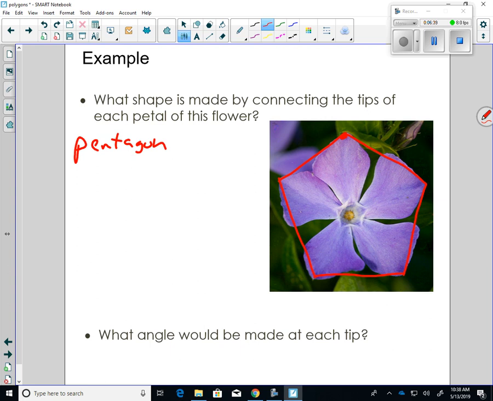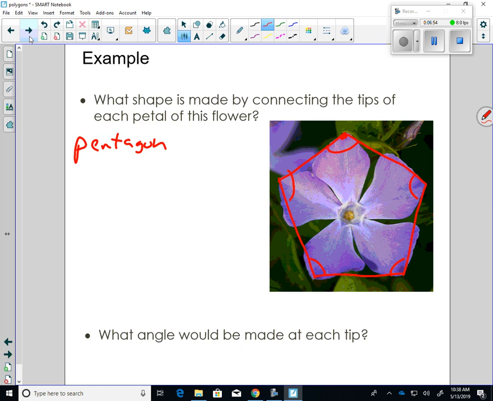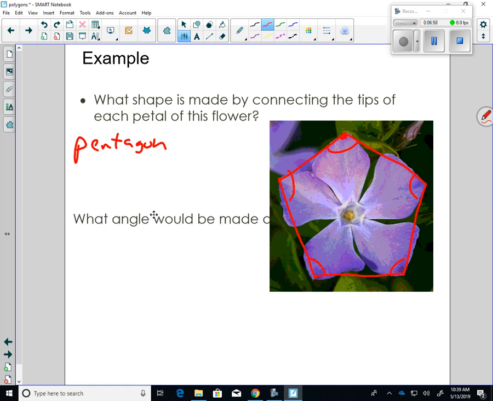What angle would be made at each tip? What angle do we have here? It's a five-sided figure, so they're really asking... It's a pentagon. It's 180 times n minus 2, right? Pentagon. Central angle. Doesn't say central. Each tip, right? I'm going to move this up here.